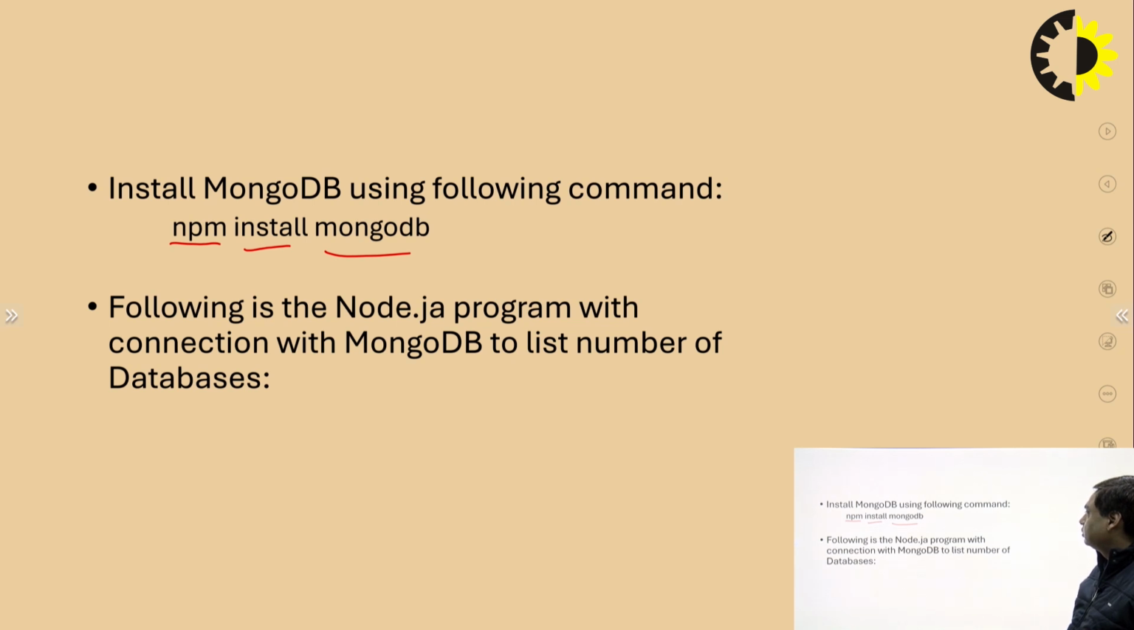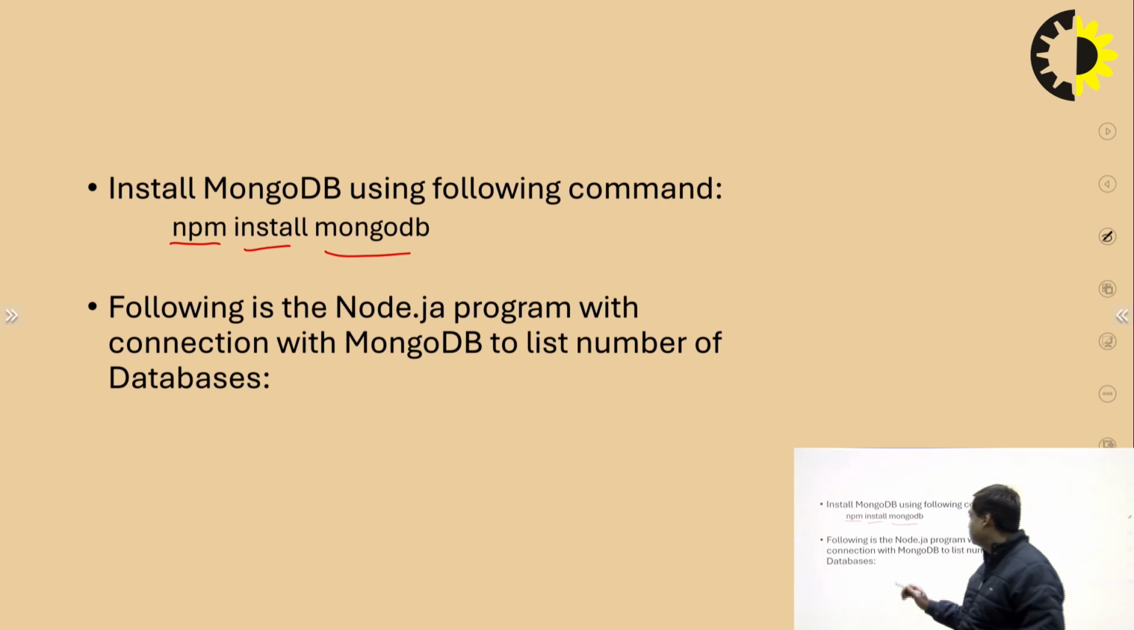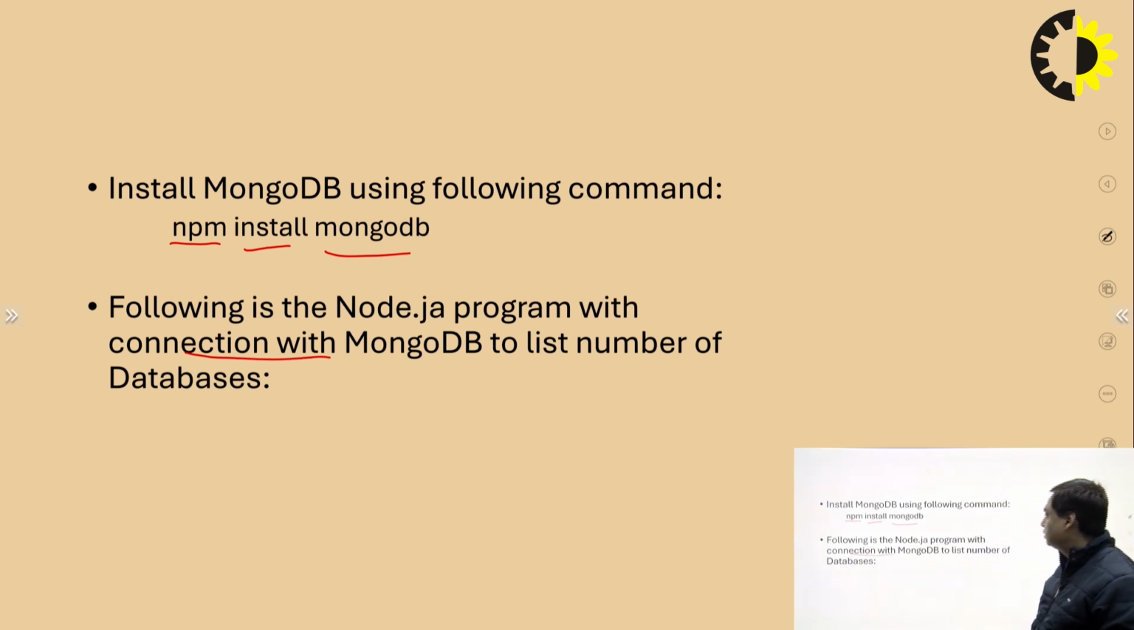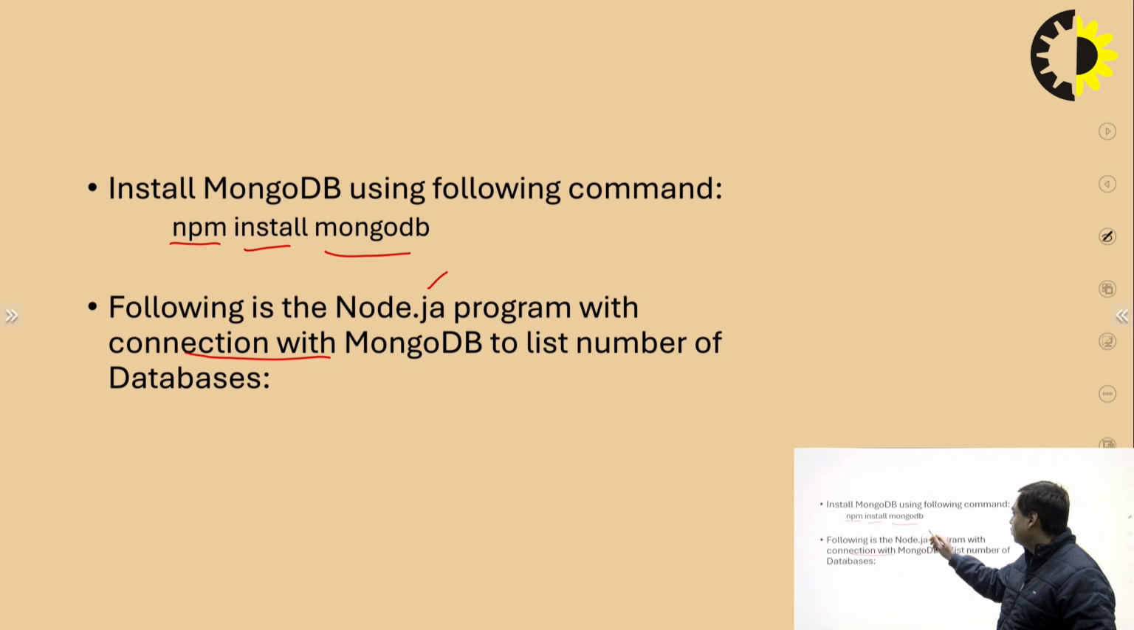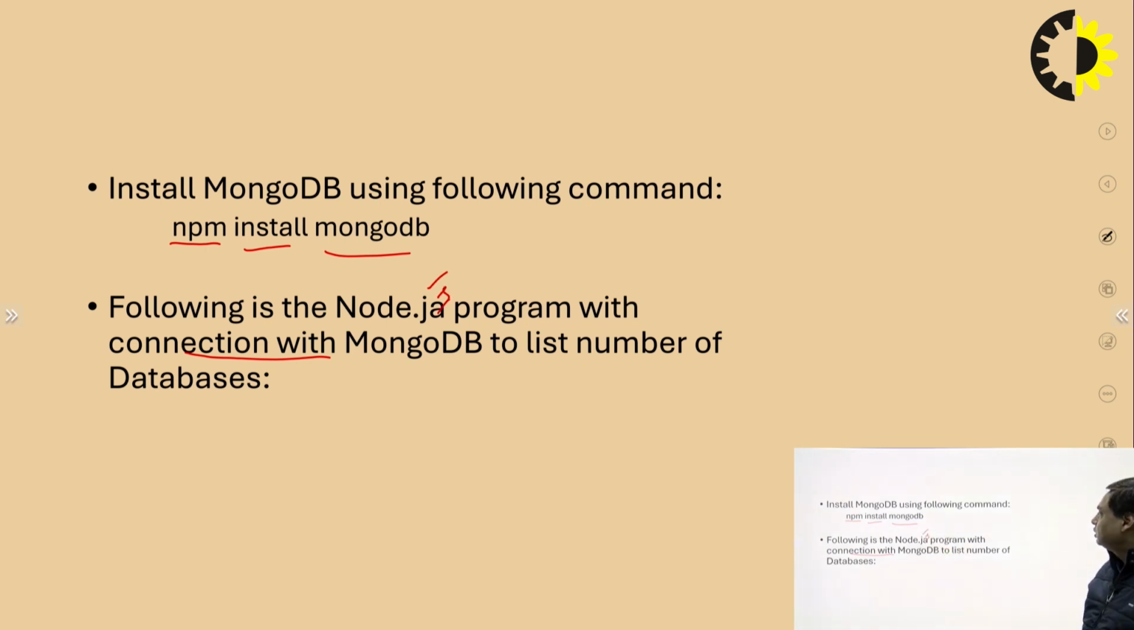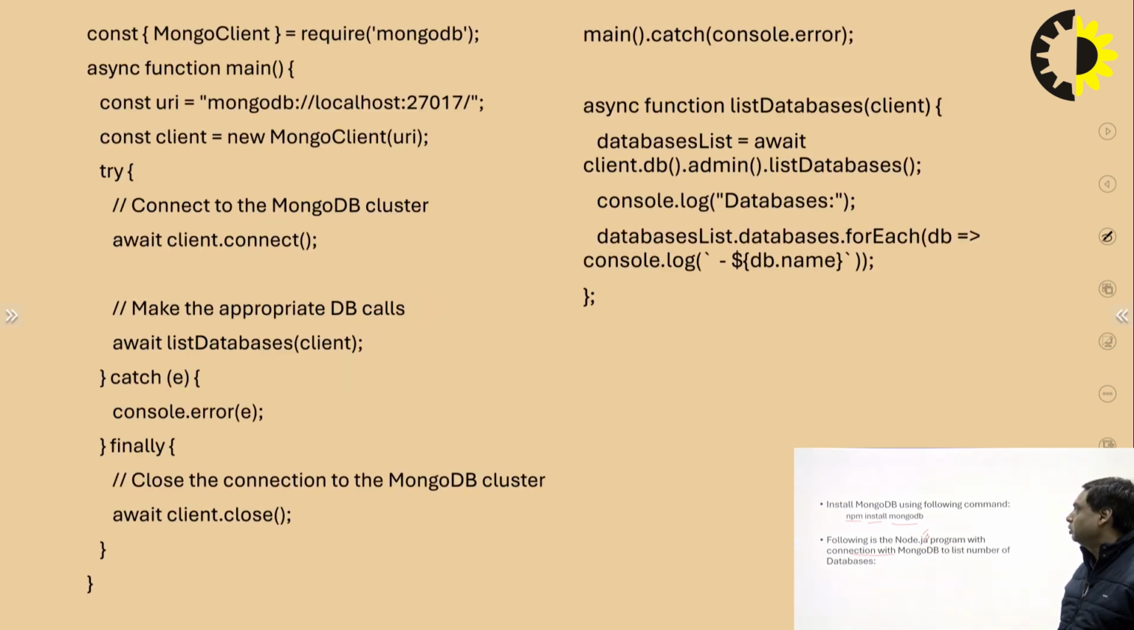Now we are going to explain MongoDB with the help of various programs. Here we have one program: how will you connect with MongoDB? This program is written in Node.js, in a JS file, and it will connect with MongoDB. It basically connects Node.js with MongoDB.